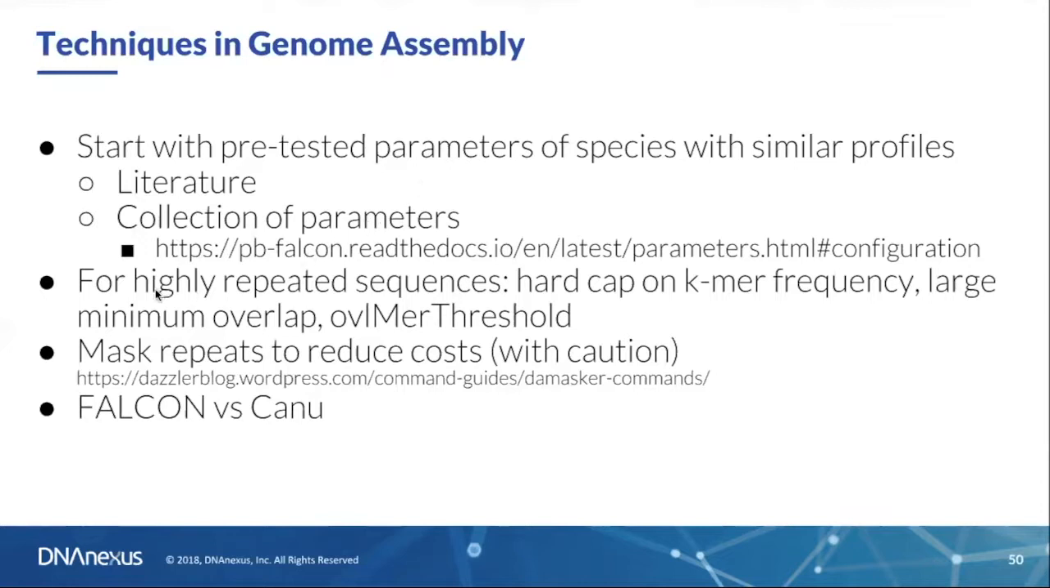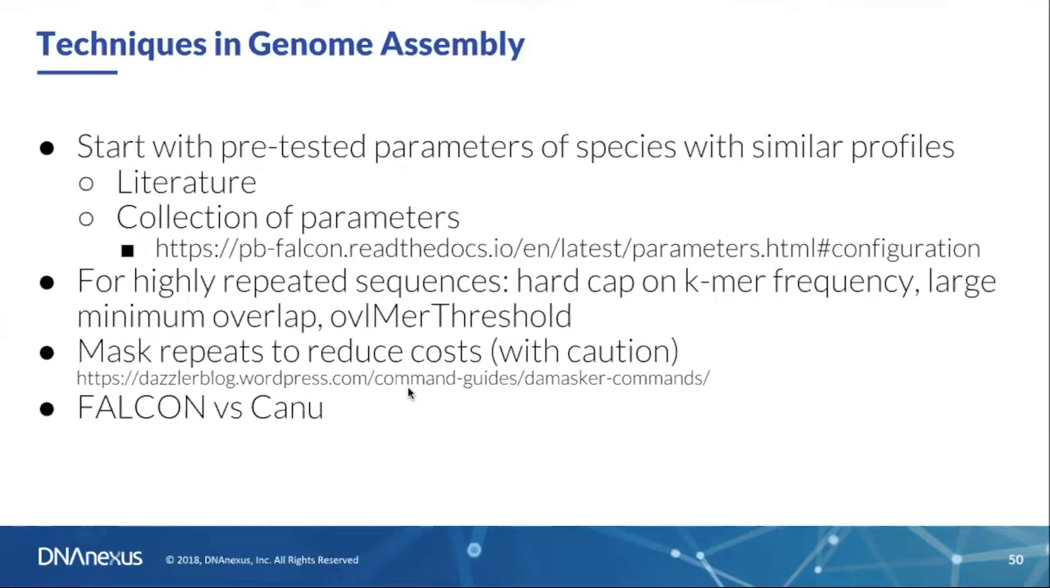For example, if you work with a high-repeat genome, you're going to have to put a hard cap on the k-mer frequency and a large minimum overlap requirement for FALCON. And on Canu, that's going to be the overall threshold parameter. The idea is that if you allow too many alignments from a high-repeat genome, most of those alignments are going to come from repeat regions, and it's not going to be useful for your genome assembly.